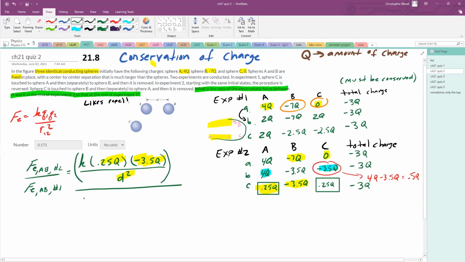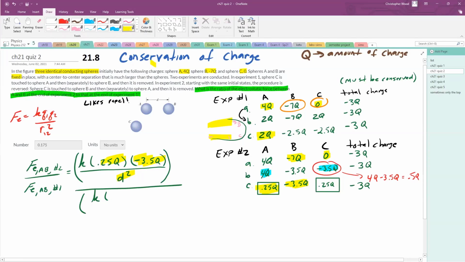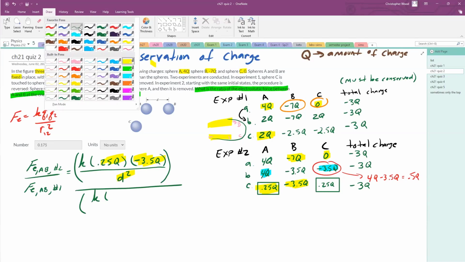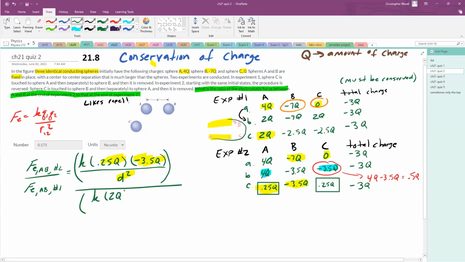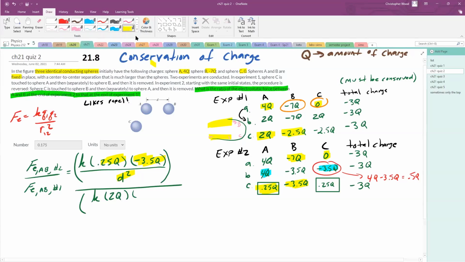The denominator is the force between A and B at the end of experiment 1. So that's going to be K times QA at the end of experiment number 1, which is right here. At the end of experiment number 1, A is 2Q. So let's write that down. 2Q times the charge on particle B at the end of experiment number 1, -2.5Q. That's all over D squared, and done.